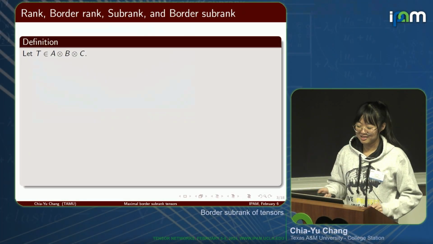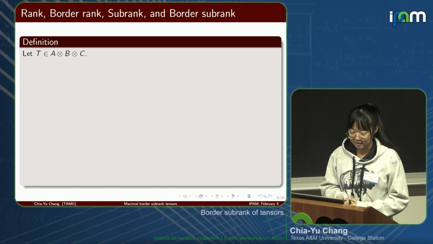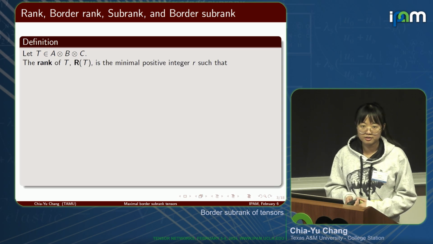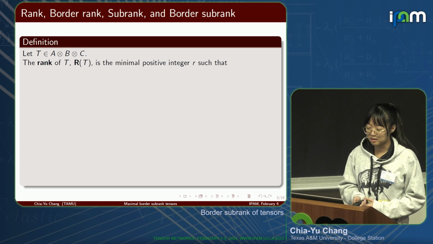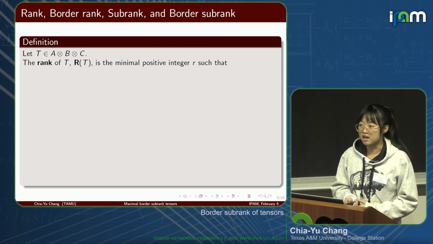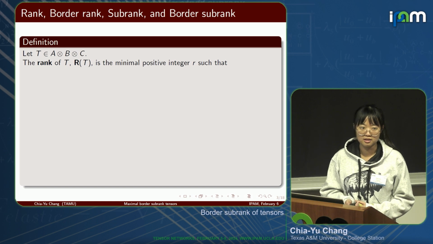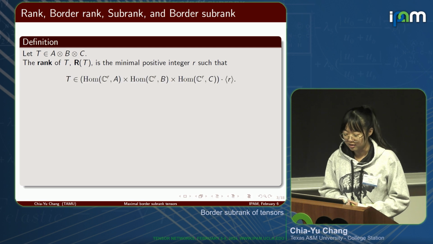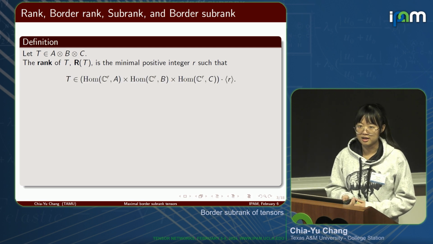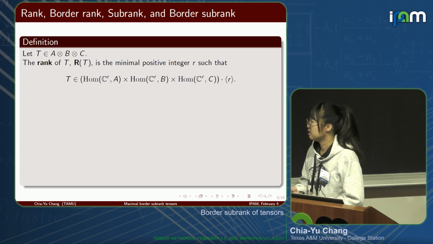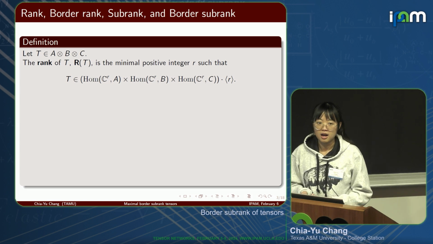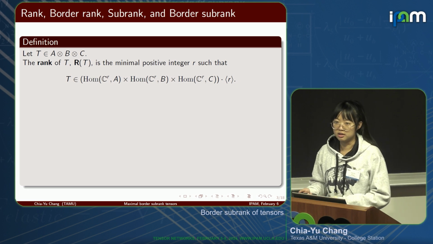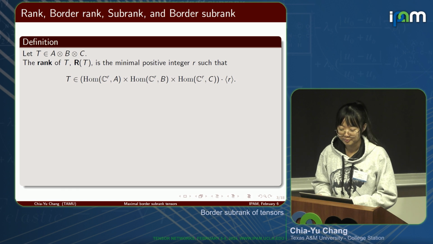Now let me give a definition of those rank notions. Let T be a tensor. Recall that the rank of T is the minimal positive integer R such that T can be written as the sum of R rank 1 tensors. It is equivalent to say that T lies in this set: T can be obtained by applying linear transformations on the unit tensor of size R.